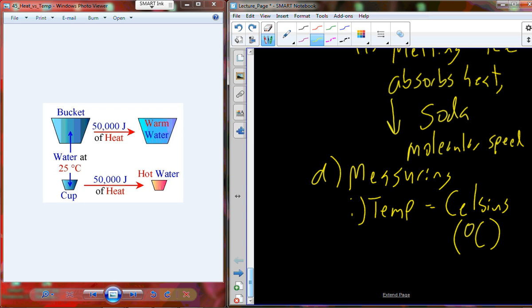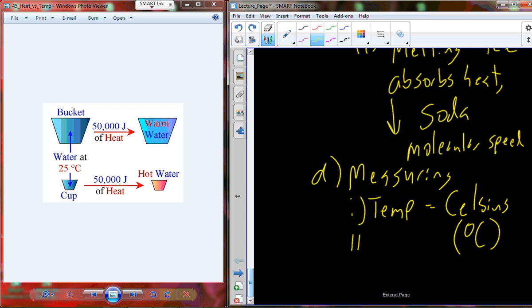You take a thermometer and you put that into a substance to measure its temperature. What's actually happening is as those molecules are moving around, they bump into the thermometer and increase the molecular speed of the substance inside the thermometer. It used to be mercury, now it's alcohol. So that column begins to go up because as you increase molecular speed, temperature, you expand the substance.